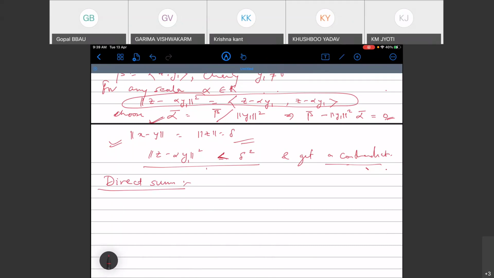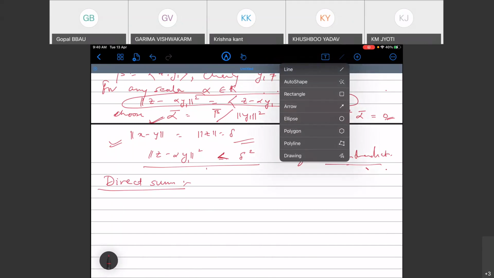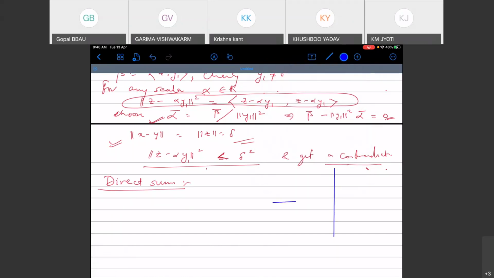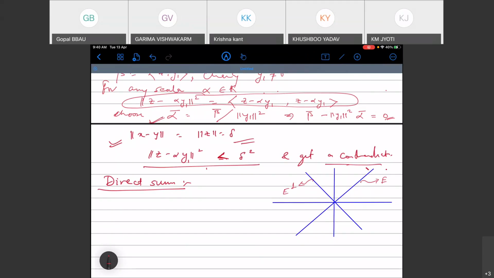If you remember last lecture, what we did there: for a given subspace E, which is a proper subspace, you find its E perp, the orthogonal complement. So if this is E, then this is E perp. And if you remember, what I said is that E perp and E together span the whole space.